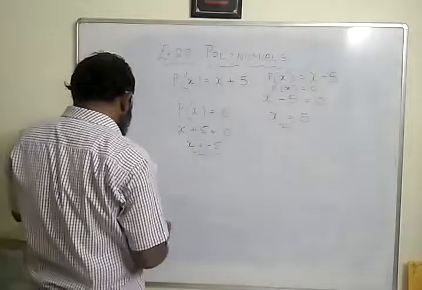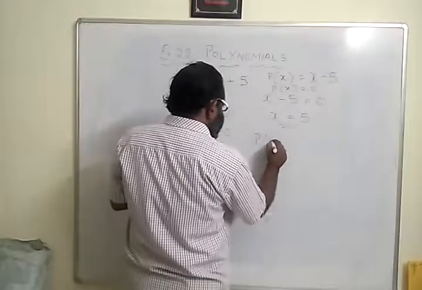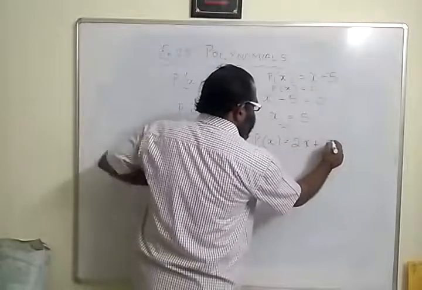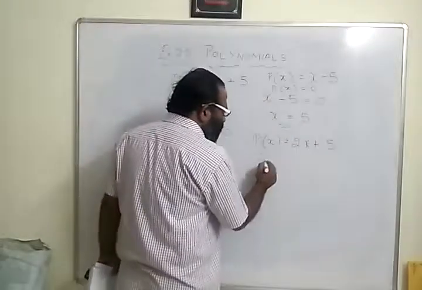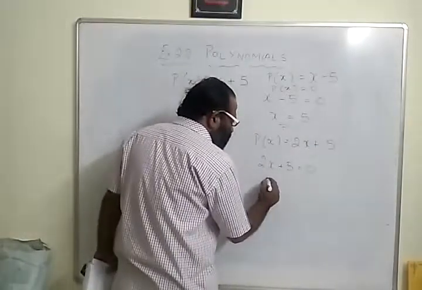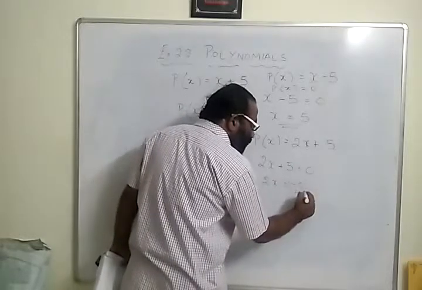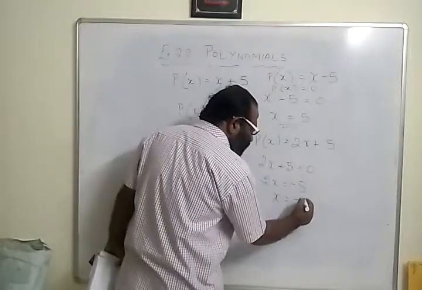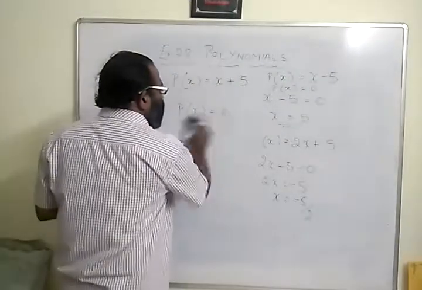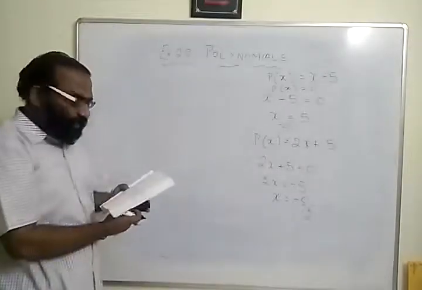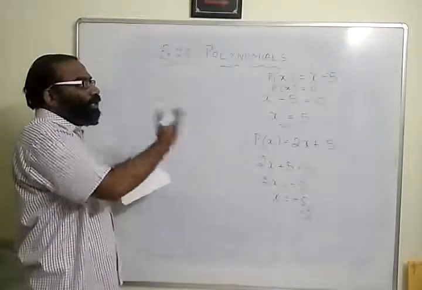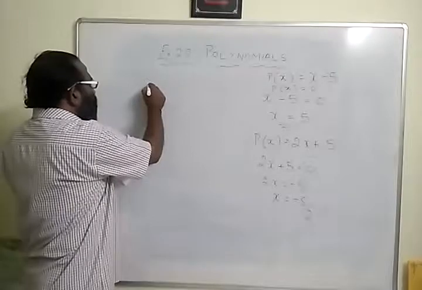Now the next question is P of x is equal to 2x plus 5. So now the same method, I can say 2x plus 5 equals 0. So 2x equals minus 5 and x equals minus 5 by 2. So the 0 of this polynomial is minus 5 by 2. Let's go on to the next one. So this must be very easy now. So you just have to equate it to 0 and do the rest.